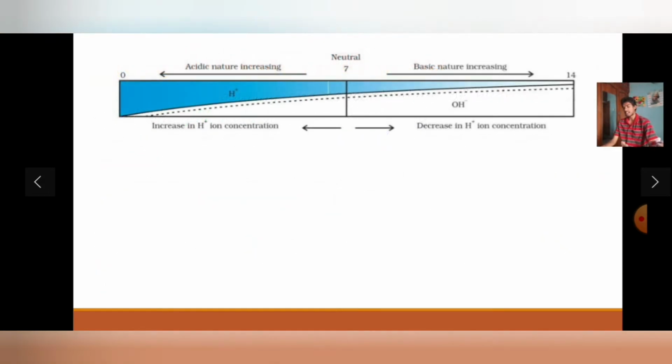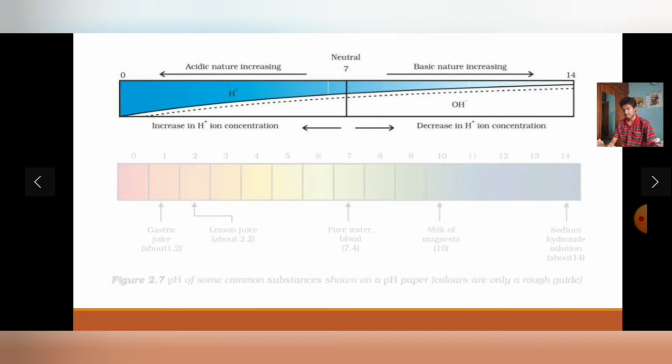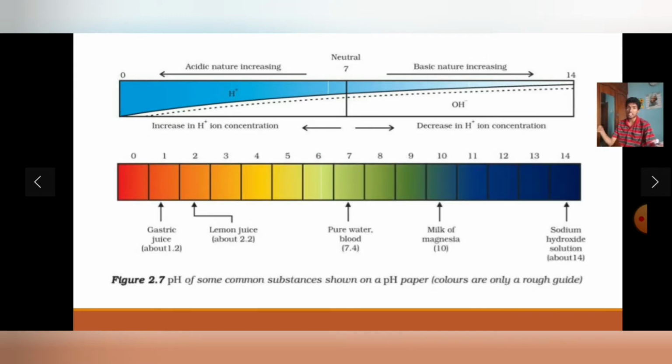This is a rough scale of color that we get when we use the pH paper. We have a pH paper which helps us in determining whether a solution is acidic or basic or neutral. So this is basically a rough color schematic. Based on this we can say whether an acid is a strong acid or a weak acid, or a strong base or a weak base, or it is neutral. In this color schematic you can see some of the important acids and bases that we will deal with in our day-to-day life.